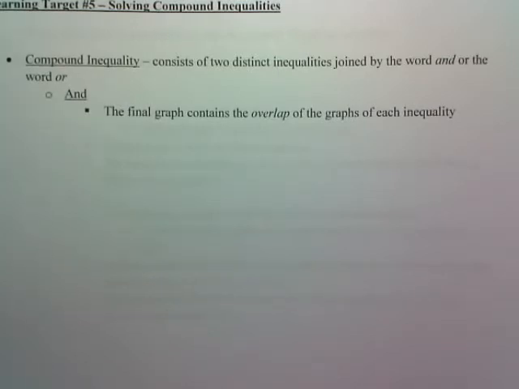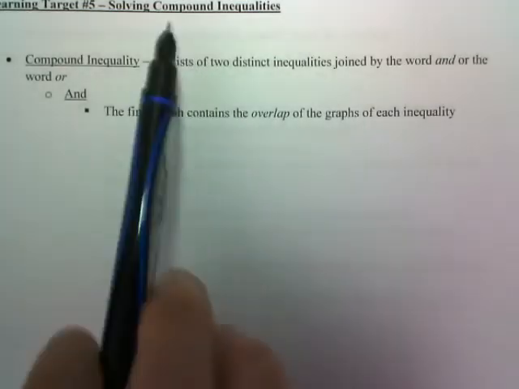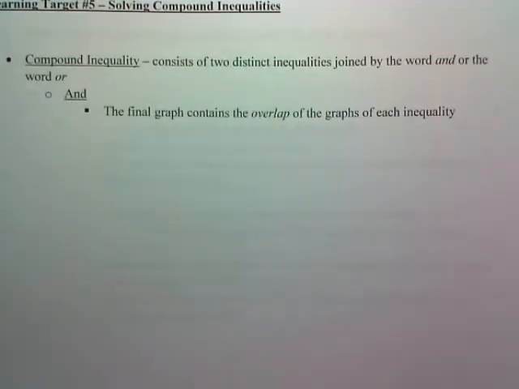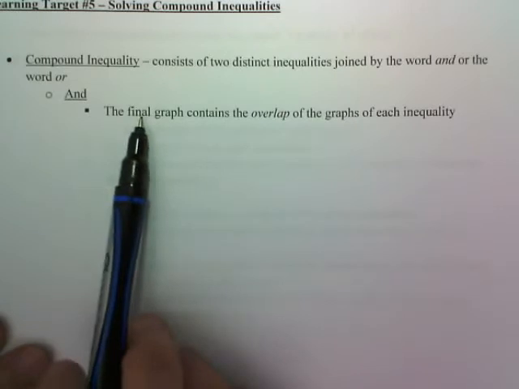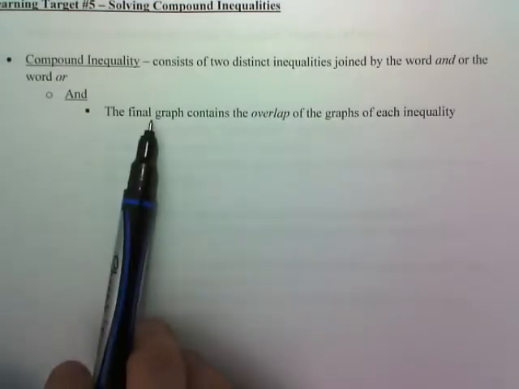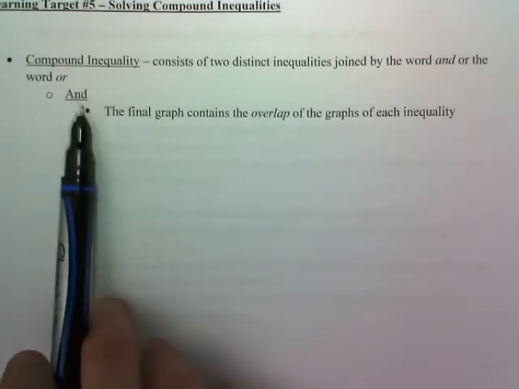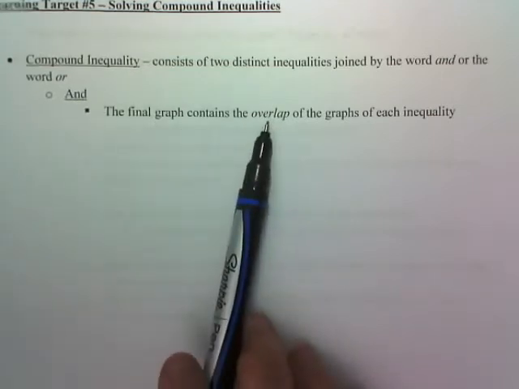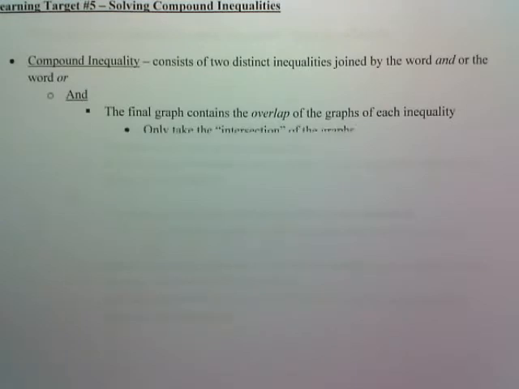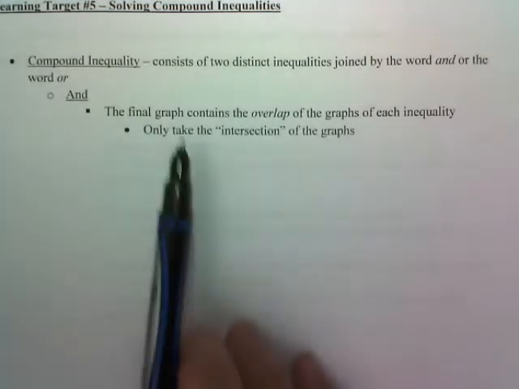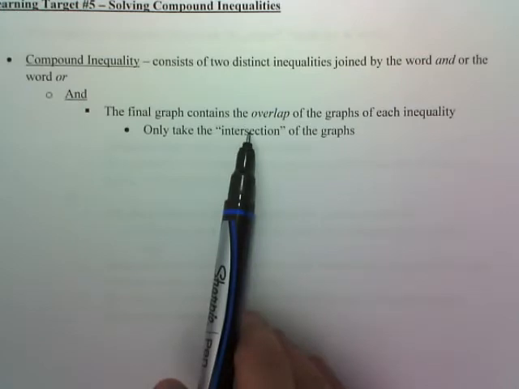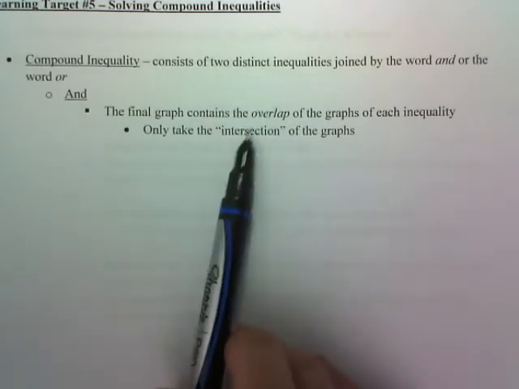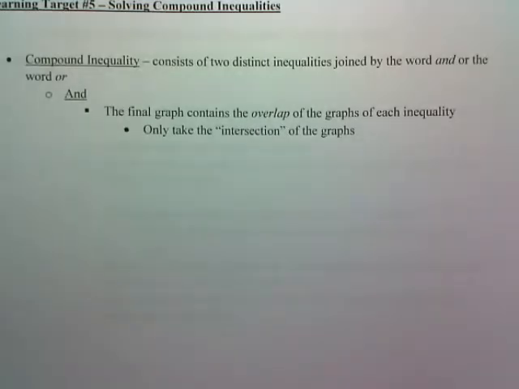What this means is there are two distinct inequalities. So you're actually going to have two different graphs, but you've got to combine them together for your final graph or your final solution. So when you're talking about an and compound inequality, we're looking at the overlap of those two graphs. Basically what you're looking for is the intersection. So we're only going to take the intersection of the graphs of our two inequalities. That's the only thing we're looking at, just where they overlap or where they intersect.